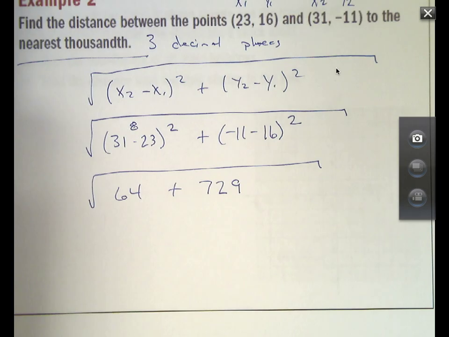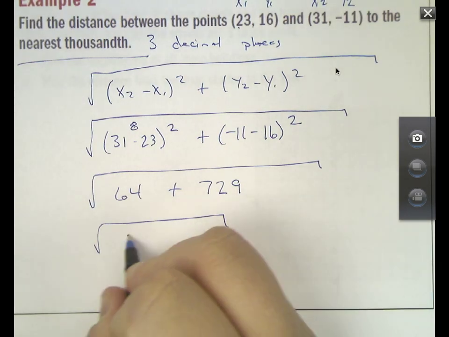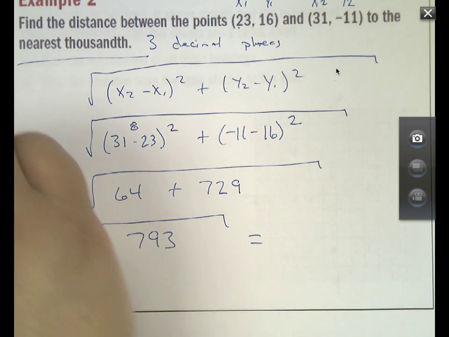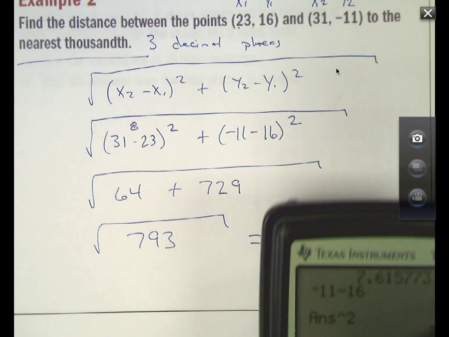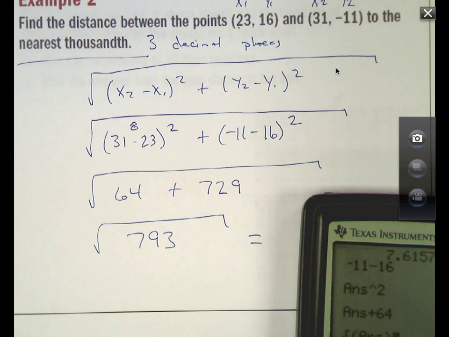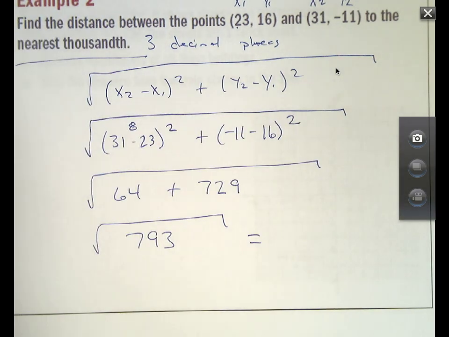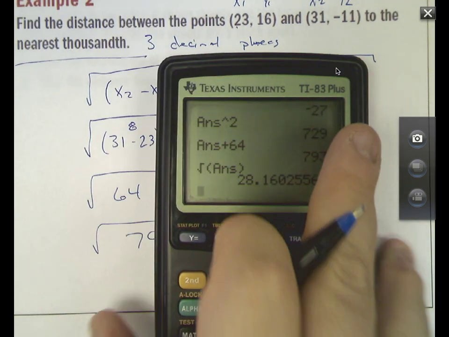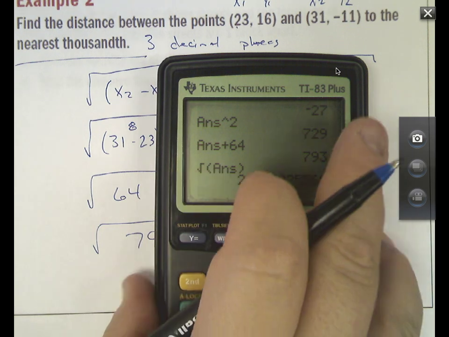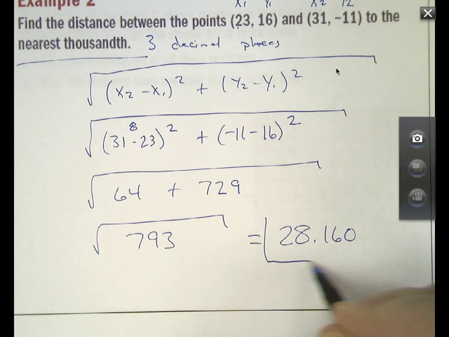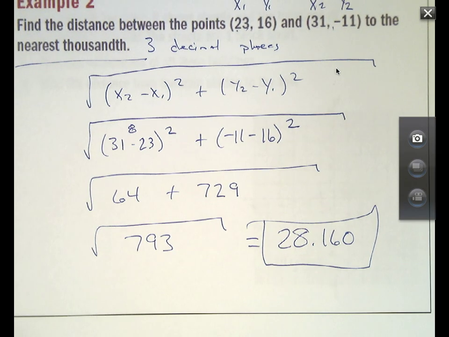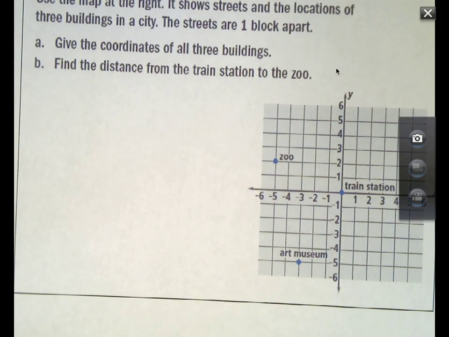Now I'm going to add 64 to it. That gives me 793. So that's going to be my approximate answer. The square root of 793 is 28.160. I just want to show you that again. 28.160, to 3 decimal places, is the distance from this point to this point.